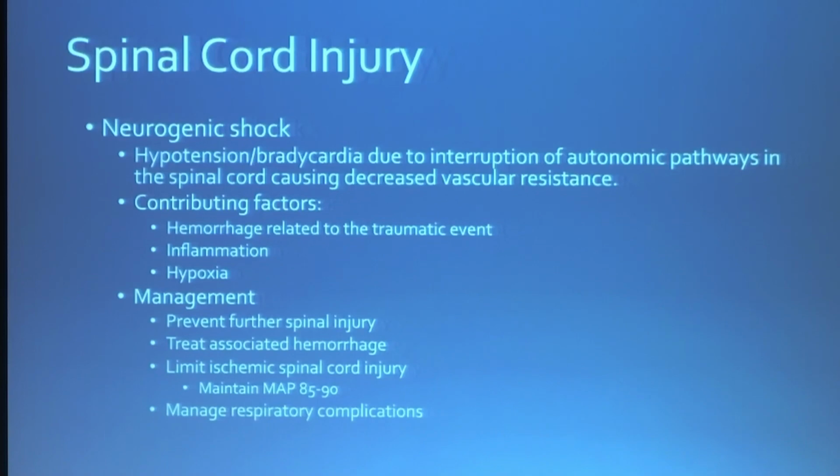Spinal cord injury, neurogenic shock: hypotension and bradycardia due to interruption of the autonomic pathways in the spinal cord. Now, contributing factors to the shock could be hemorrhage due to the trauma, inflammation, and/or hypoxia if their lungs or respirations are compromised. That's another reason to get shock. Management is to prevent further spinal injury, treat associated hemorrhage, try to maintain blood pressure above 85 to 90, and manage any respiratory issues. So they need fluid replacement, and they may need pressor support.